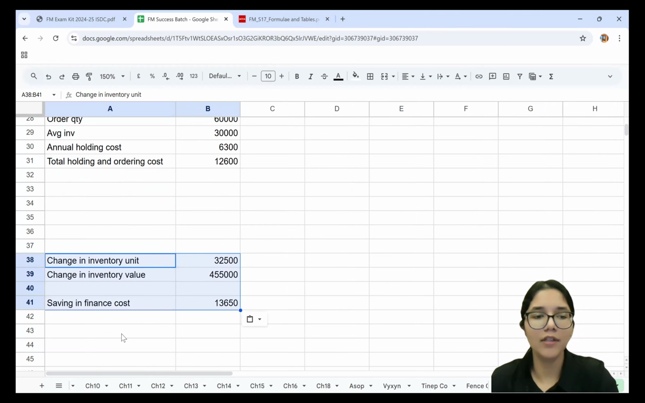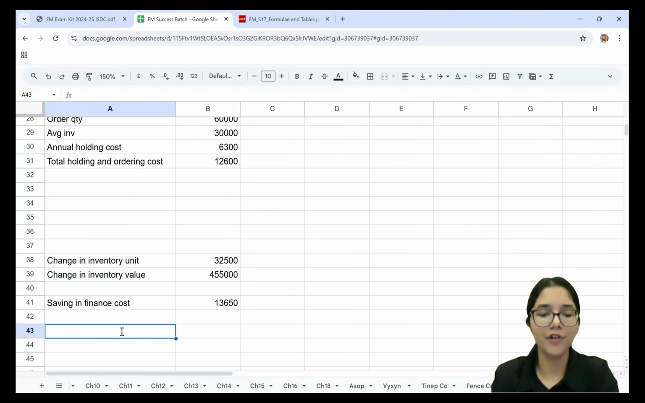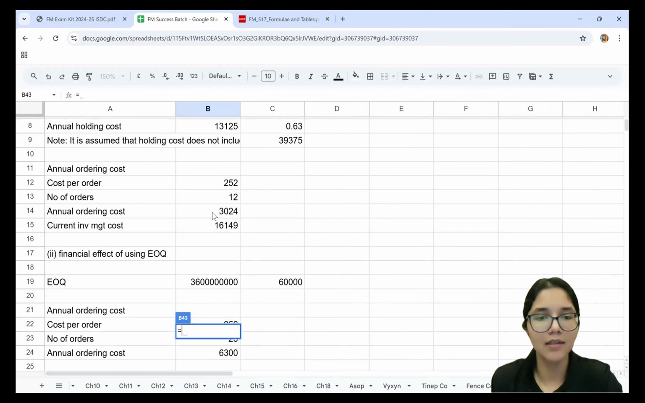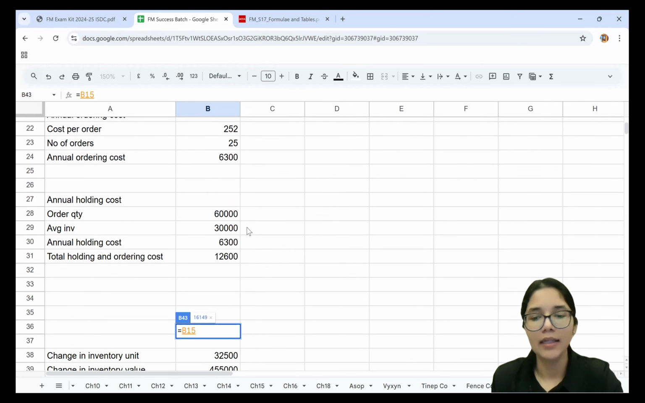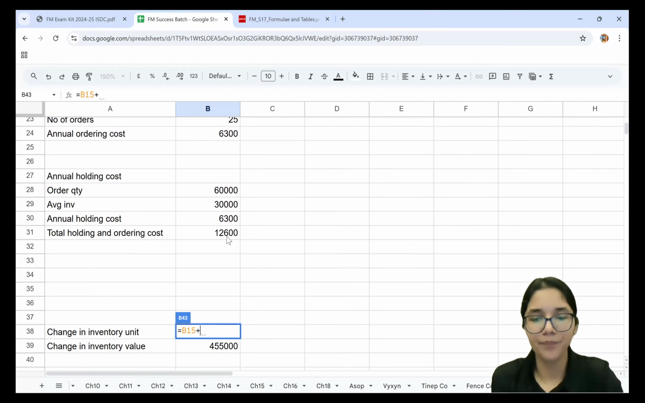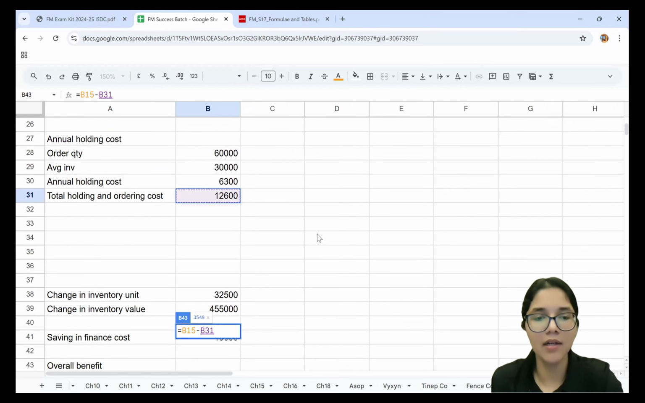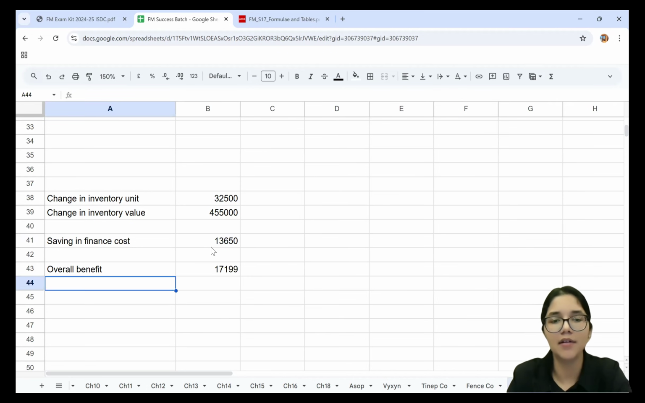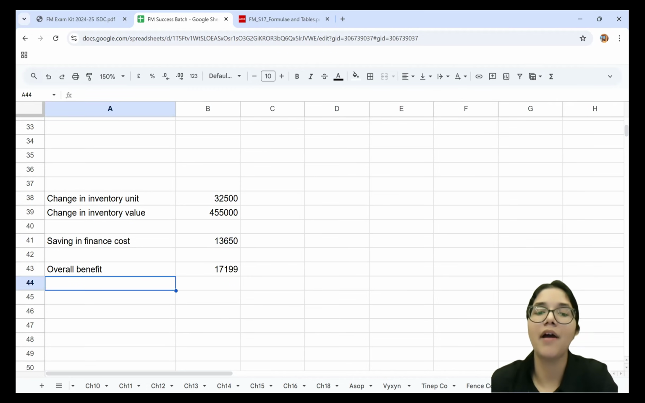So you can find out the overall saving, the overall benefit. Earlier you were spending this much amount of money. Now you will be spending 12,600 and then further you will be having a saving of 13,650. So 17,199. This is the overall financial effect because of implementing this particular policy. So yeah, I'll just repeat the whole thing again.